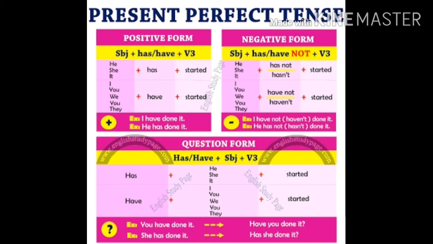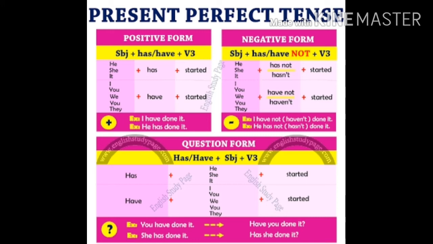Present perfect tense. The present perfect tense expresses actions that happened at a time that is not specific, and actions that started in the past but continue to the present. Now look at the structure of present perfect tense. Positive form means affirmative sentences. Subject plus has or have. We will place it according to the subject: with singular, has; with plural, have; plus V3. V3 means the third form of the verb.